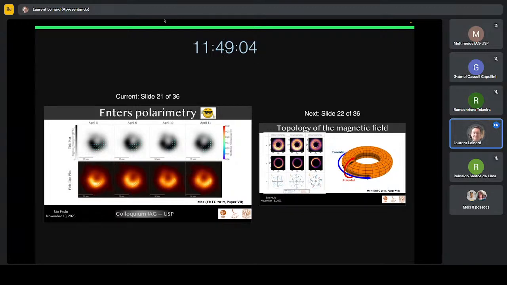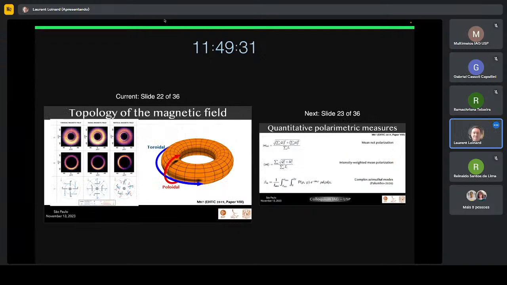Here the thick marks, or these kind of hairy things, indicate the direction of the electric field associated with the incident radiation. So you can see that the electric field is kind of azimuthally distributed. It's more or less constant throughout. These are the 4 days of observation, so you can see that the structure doesn't change much. It's always more or less the same. And this already tells us something about the topology of the magnetic field.